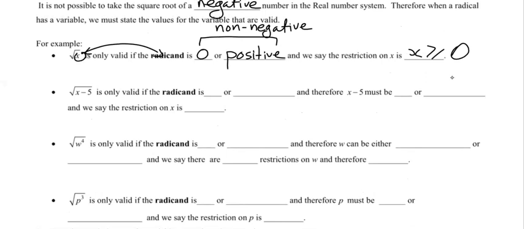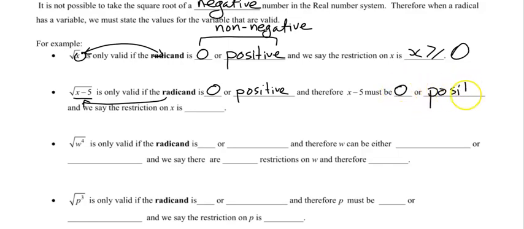Okay, that's root x, right? What if we have the root of x minus 5? Now that's only valid if the radical, in this case, that's the radical. So what can x minus 5 be? Or what must it be? Well, the radical, that expression must be 0 or positive, right? Same deal. Whatever's underneath the radical sign. Which means that x minus 5 must be 0 or positive, right?